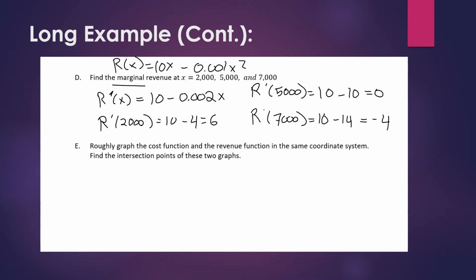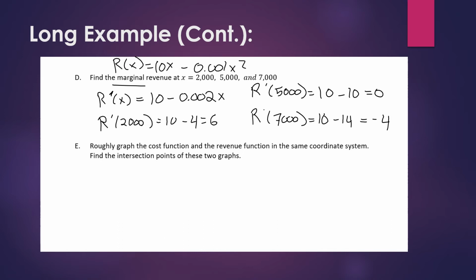And when x is 7,000, we get 10 minus 14, which is negative 4. So in this case, every additional unit I'm making, I'm going to be making less money. I'm bringing in negative $4, which means that I would definitely want to lower my production. So at 2,000, it's definitely increase production. At 5,000, it looks like keep production the same. And at 7,000, it says slow down production, we're making too much.